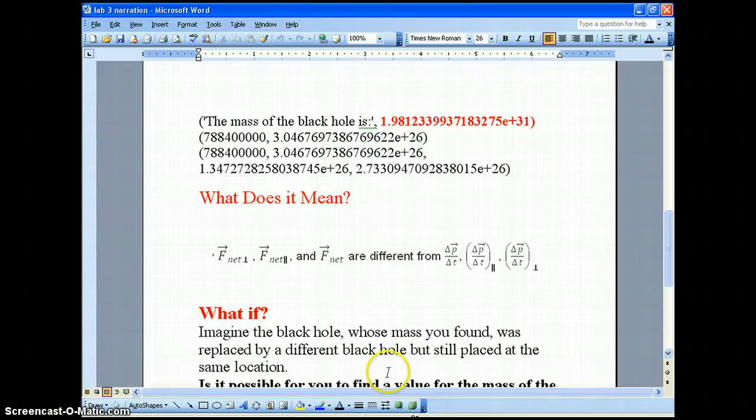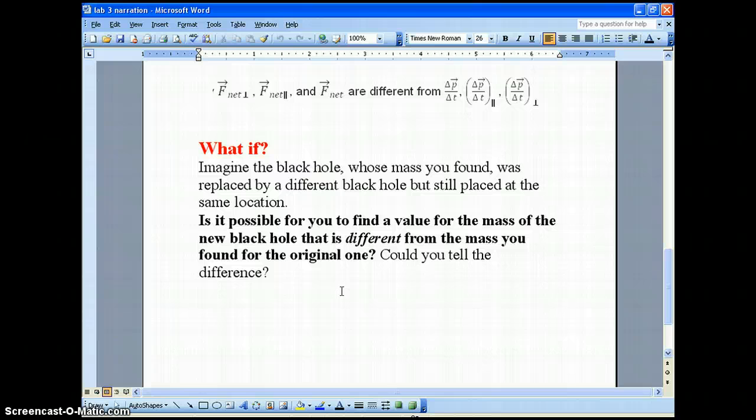And for the what if question, if a black hole was replaced by a different black hole and the only force acting on it was still just the gravitational force, the orbit of the star was the same, then there wouldn't really be a way to tell a difference unless there was more than the gravitational force acting upon it. So there's not really a way to tell a difference unless the star's orbit was changed or something of that nature.